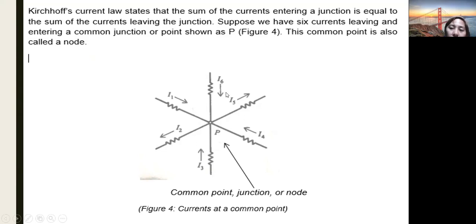Suppose we have 6 currents leaving and entering a common junction or point shown here in this figure. This common point is also called a node. So this common point is called a junction or node.